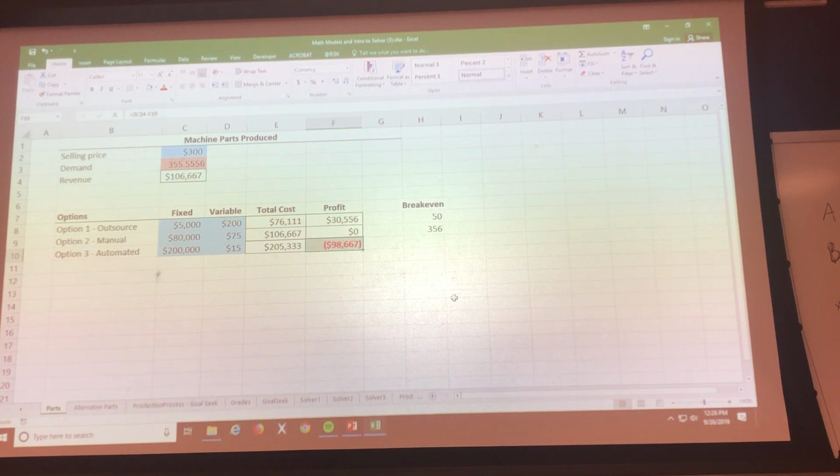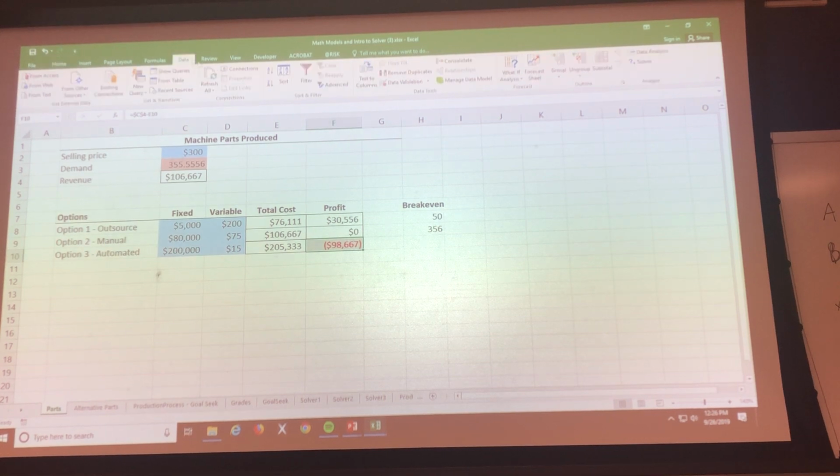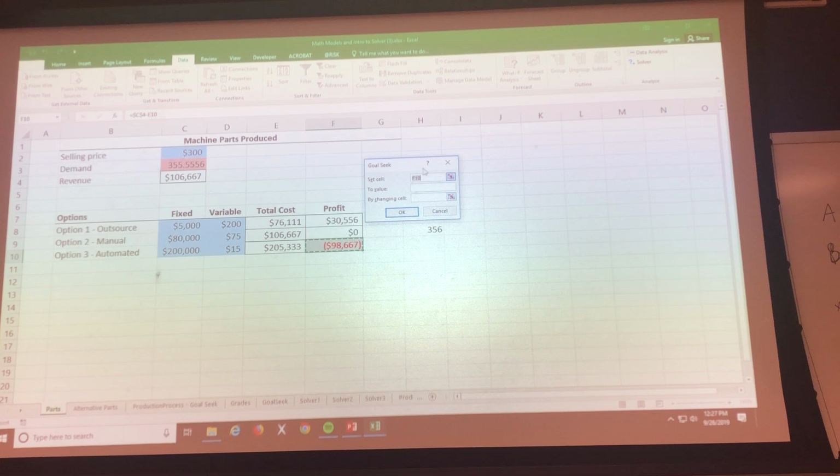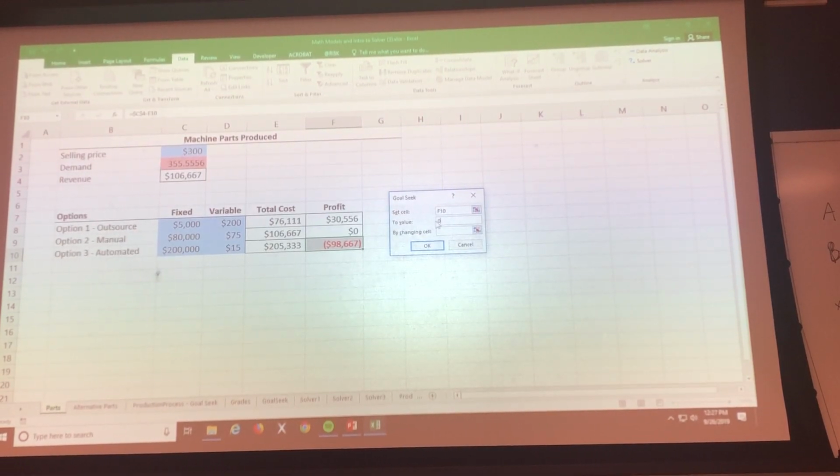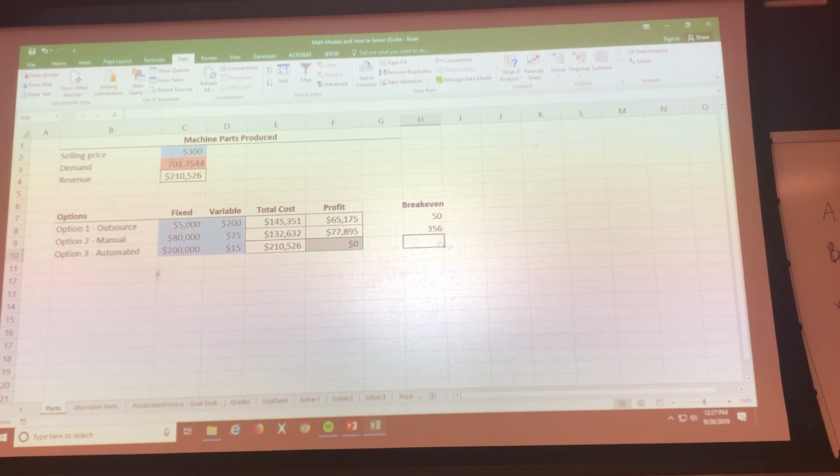Where I'm in the profit cell for option 3, and I want to force it to 0, so go to data, what if analysis, goal seek, force this cell to 0, still by changing demand. So force the profit for option 3 to 0 by changing demand. And what you figure out is that you've got to sell 702 units to break even.